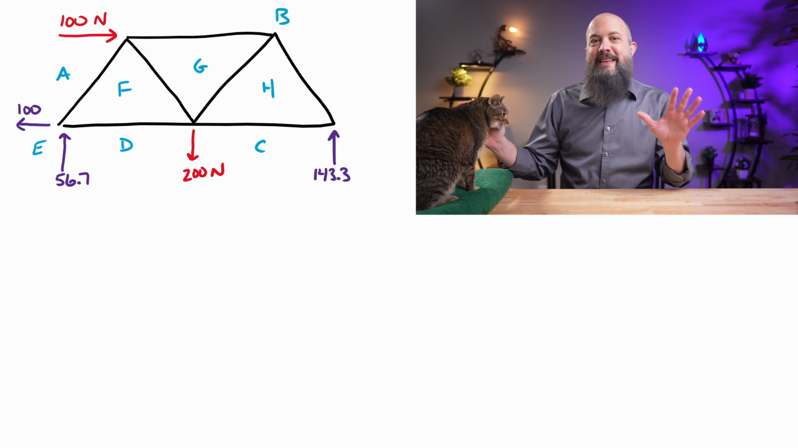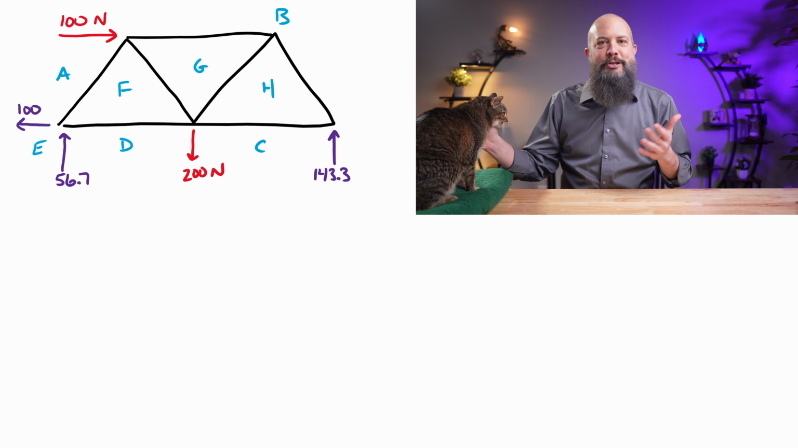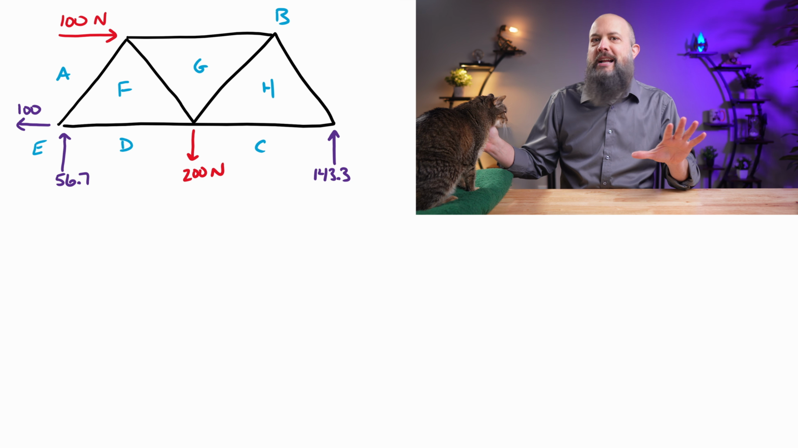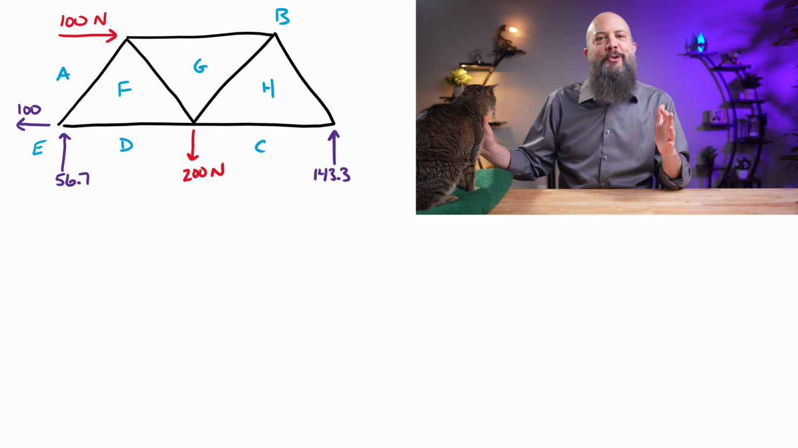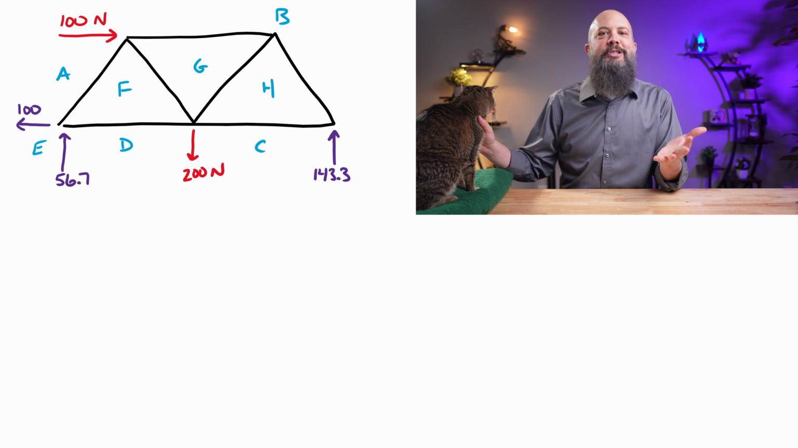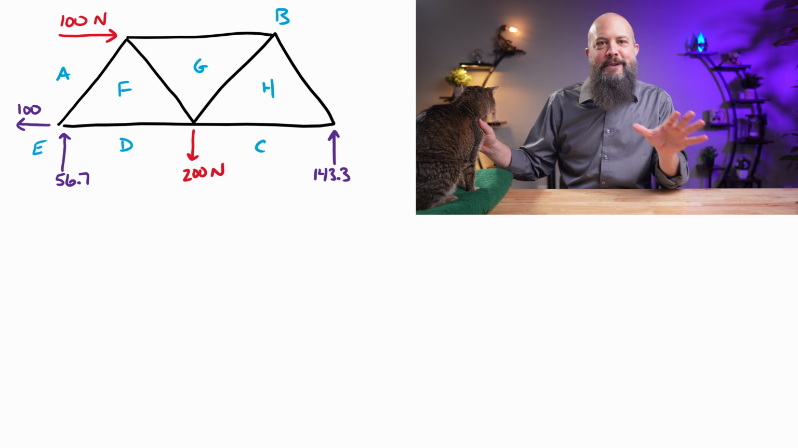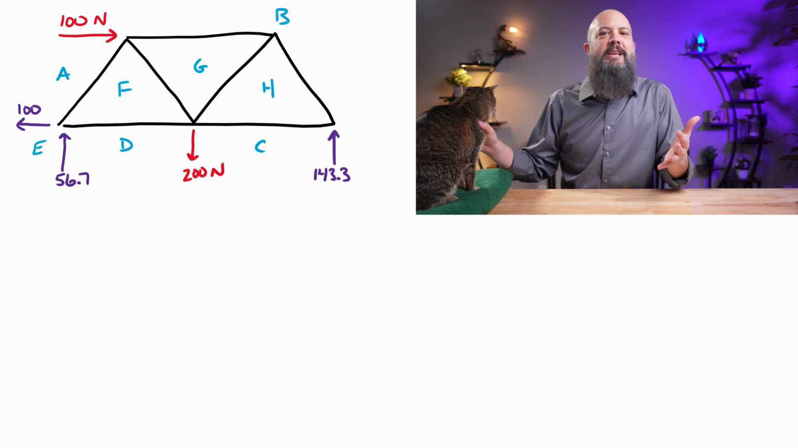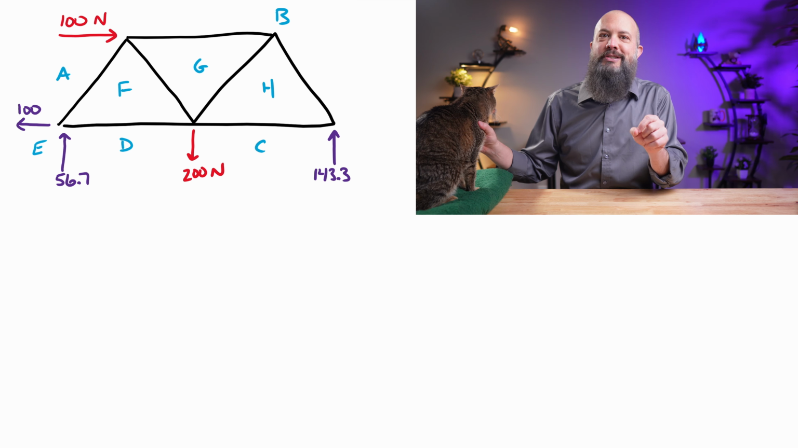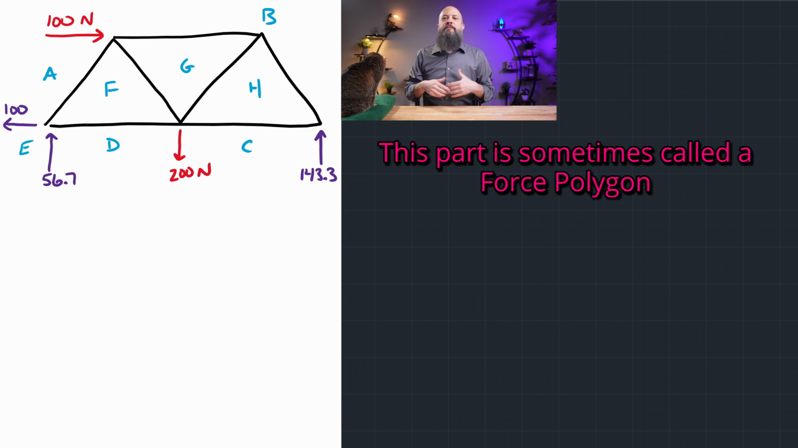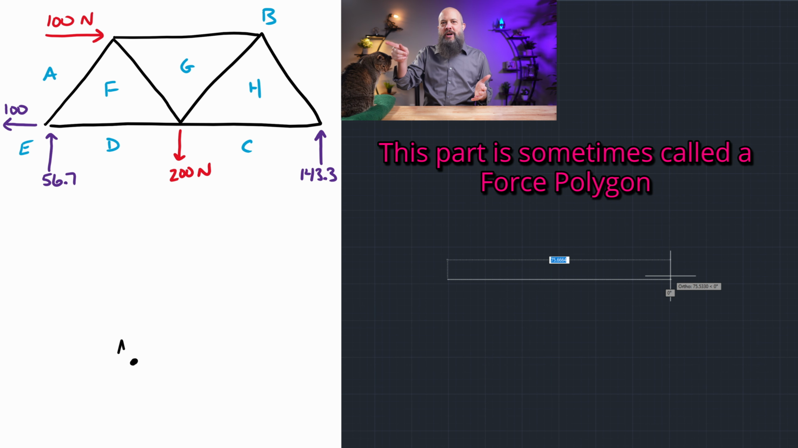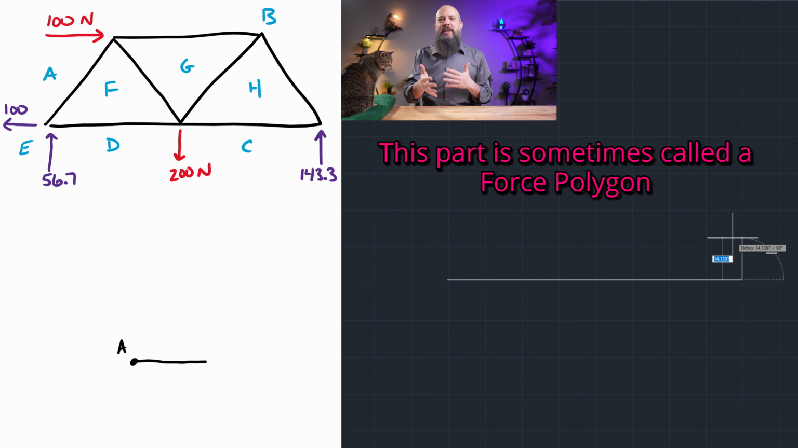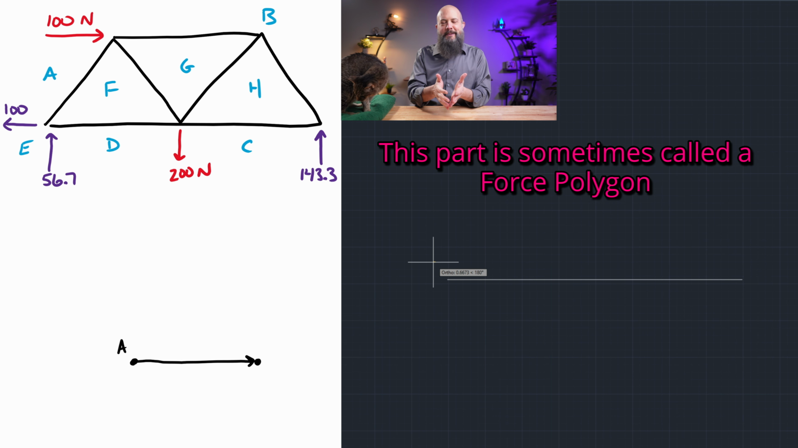There's going to be 3 phases to implementing this graphical solution, and you'll notice that I cheated a little bit and I already solved for the reaction forces. So I've got my 143.3, 56.7, and 100 already labeled in purple. I'm only solving here for the internal forces within each of the members. First part of the graphical technique, I'm going to go around the outside of the truss and place A, B, C, D, and E as points on my drawing.